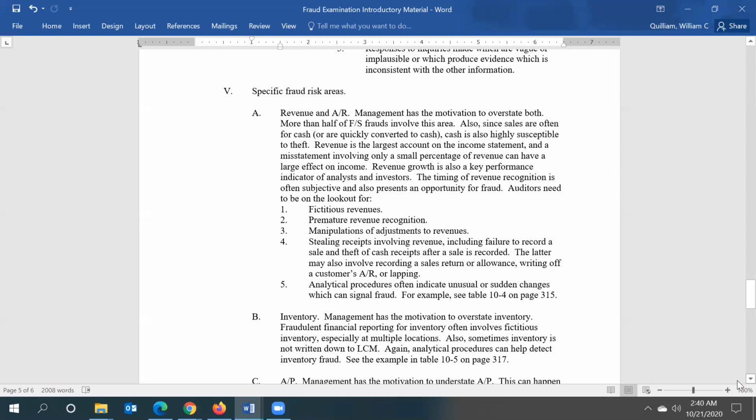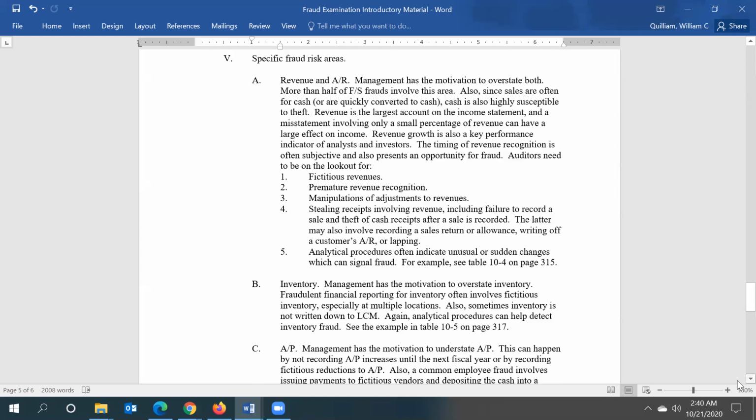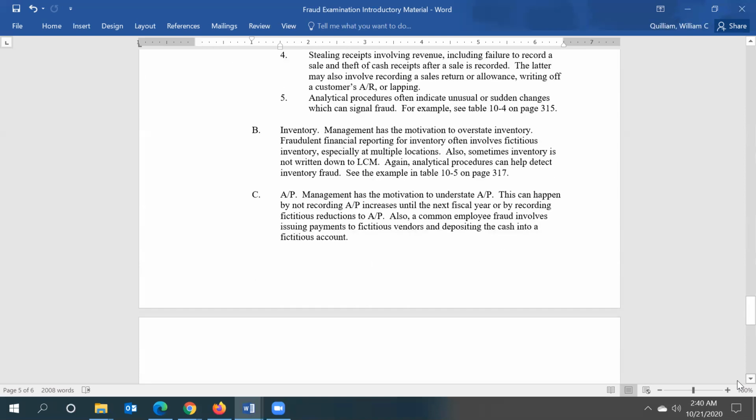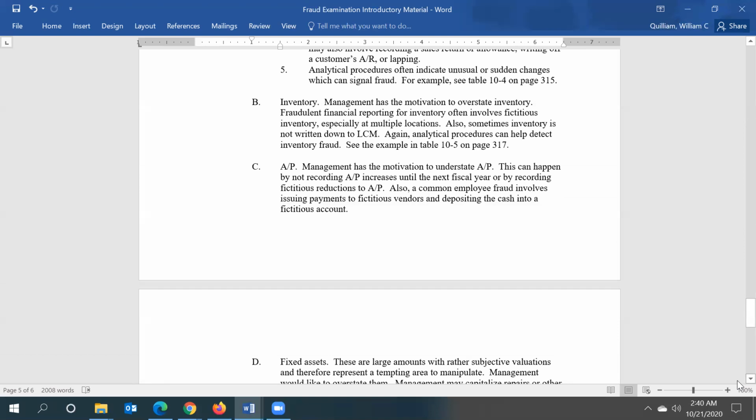I'm not worried about the analytical procedures there. Coming to B, with inventory, management has a motivation to overstate inventory. It's an asset. And fraudulent financial reporting for inventory often involves fictitious inventory, especially at multiple locations. And don't worry about the rest of that.